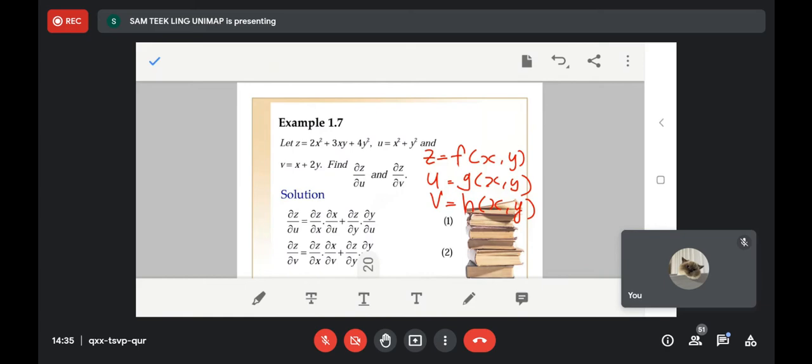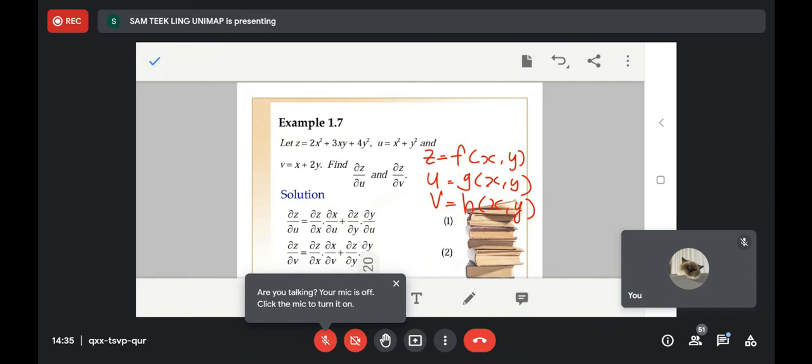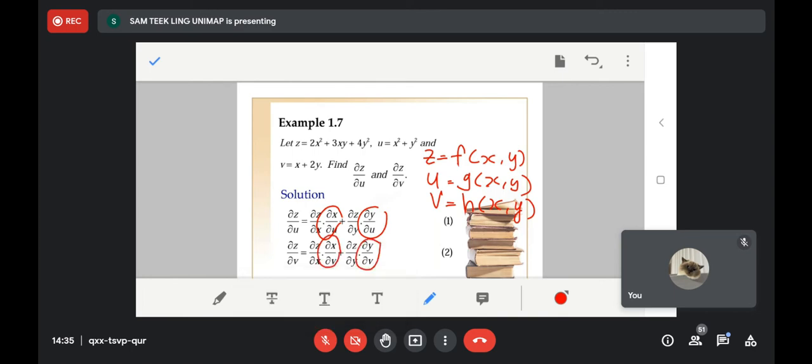So for this form, it needs the inverse function. Your z, your u, and v are all in the same variables, here x, y. So from here we know already. If we want to find this form, we will use the inverse function formula to solve. So this is why we use the inverse function.